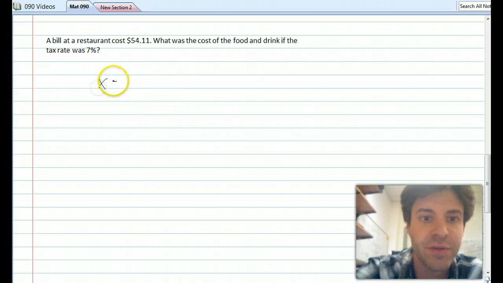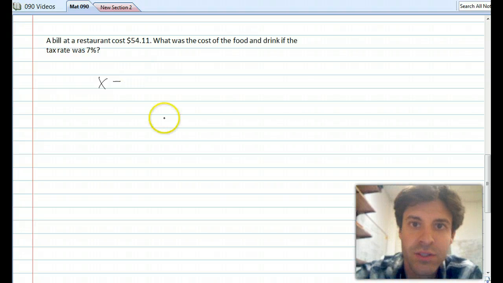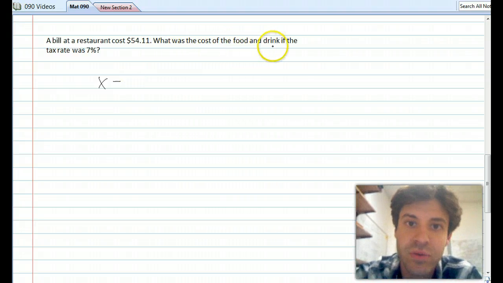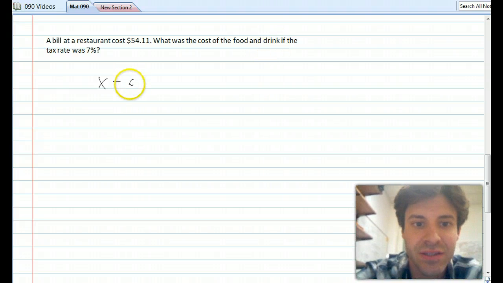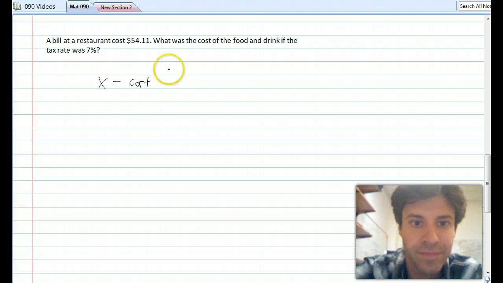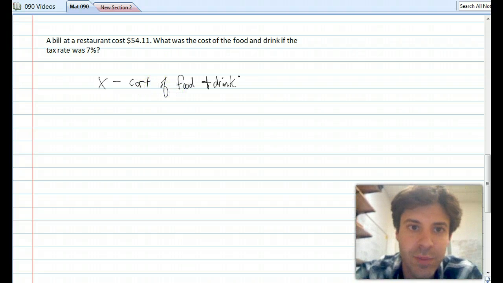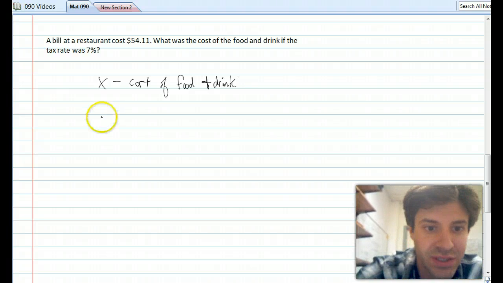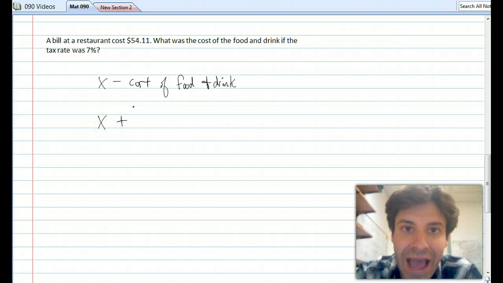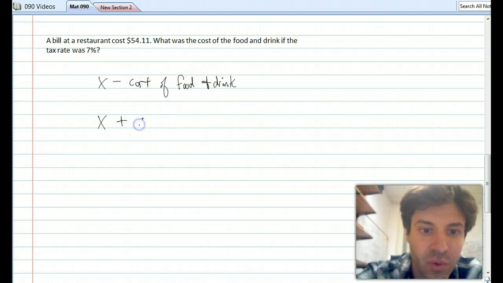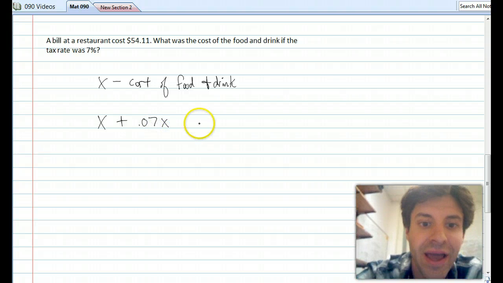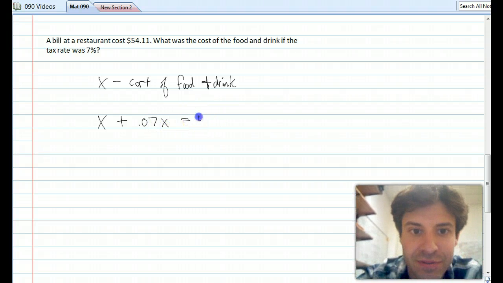Let's first define our variable. Call it x. So what we're looking for is the cost of just the food and the drink before tax on the bill. So I'm going to call x the cost of the food and drink. Now how do they come up with the final number of $54.11? Well, what they do is they take the cost of your food and drink and they add on 7% of that total. Well, 7% of that cost of the food and drink is another 0.07x.